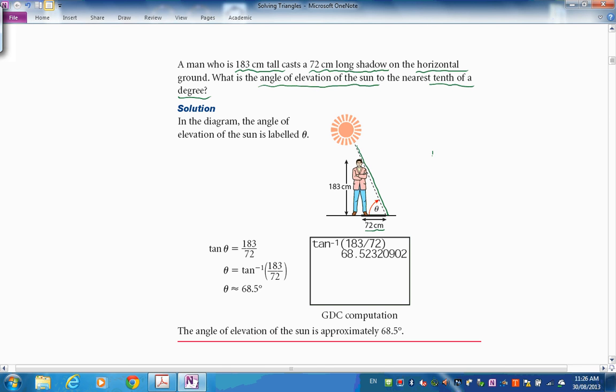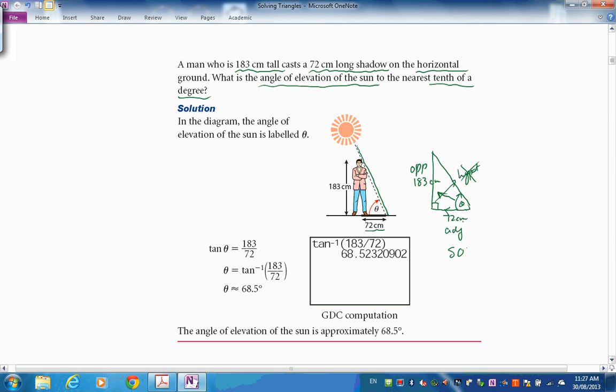So let's have a look at redrawing it. Pearson's haven't done it this time. Angle of elevation is how much you have to look up from the horizontal, so that's theta. This is 183 centimetres, 72 centimetres. Go to the angle, look out. What have you got? The opposite. Go to the 90, look out. Hypotenuse, haven't got that. The other one's the adjacent.